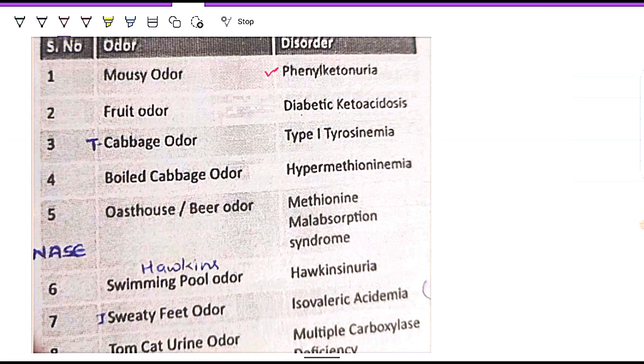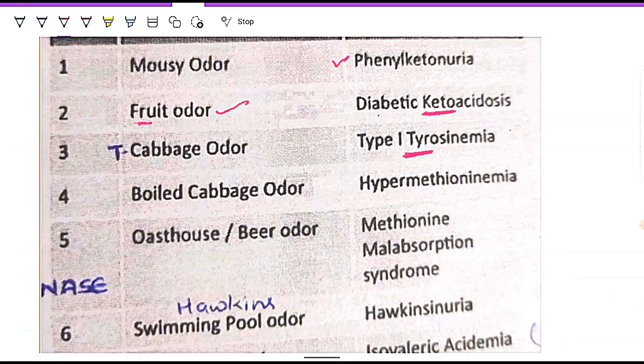In diabetic ketoacidosis, since keto acids like acetone will be accumulated, there will be a fruity odor, okay. In tyrosinemia, which will be type 1 tyrosinemia, which is due to deficiency of FAH, not very important, I'll talk about it in coming videos, there will be cabbage odor. How to remember it? I'll tell you. Cabbage starts with cab, so cab. Now a cab does have tires, okay. So cab tire: the tire will remind you of tyrosinemia, and the cab will remind you of cabbage odor, okay.